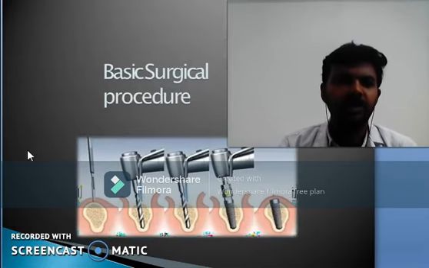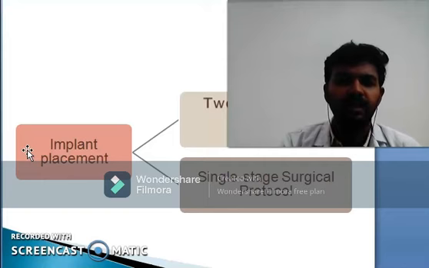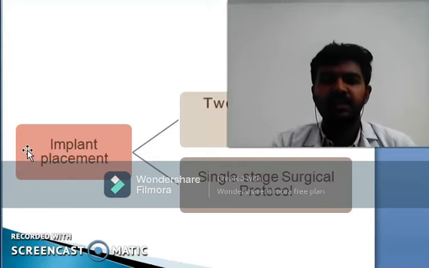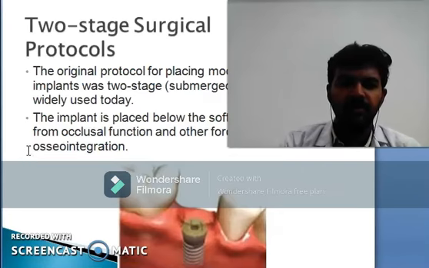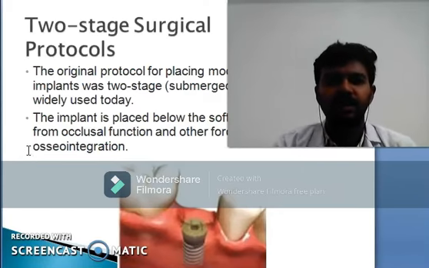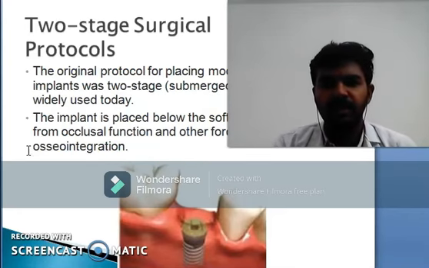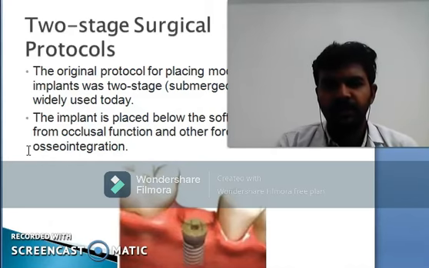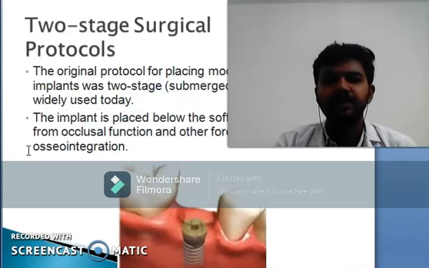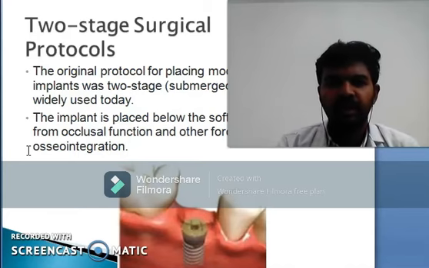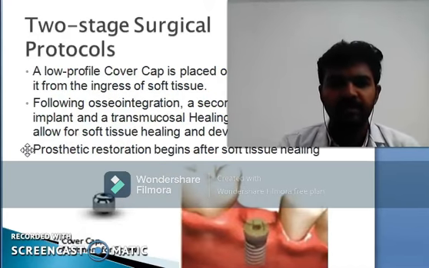Basic surgical procedure of implant. Implant placement: two-stage surgical protocol and single-stage surgical protocol. Two-stage surgical protocol. The original protocol for placing a modern osseointegrated implant was two-stage surgery, and it is still widely used today. The implant is placed below the soft tissue and protected from occlusal function and other forces during osseointegration.